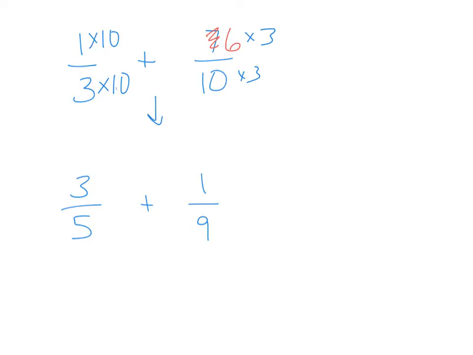I'll change colors here. Now 1 times 10 is 10. 3 times 10 is 30. Plus 6 times 3, which is 18, and 10 times 3, which is 30. Notice that these denominators are still the same.